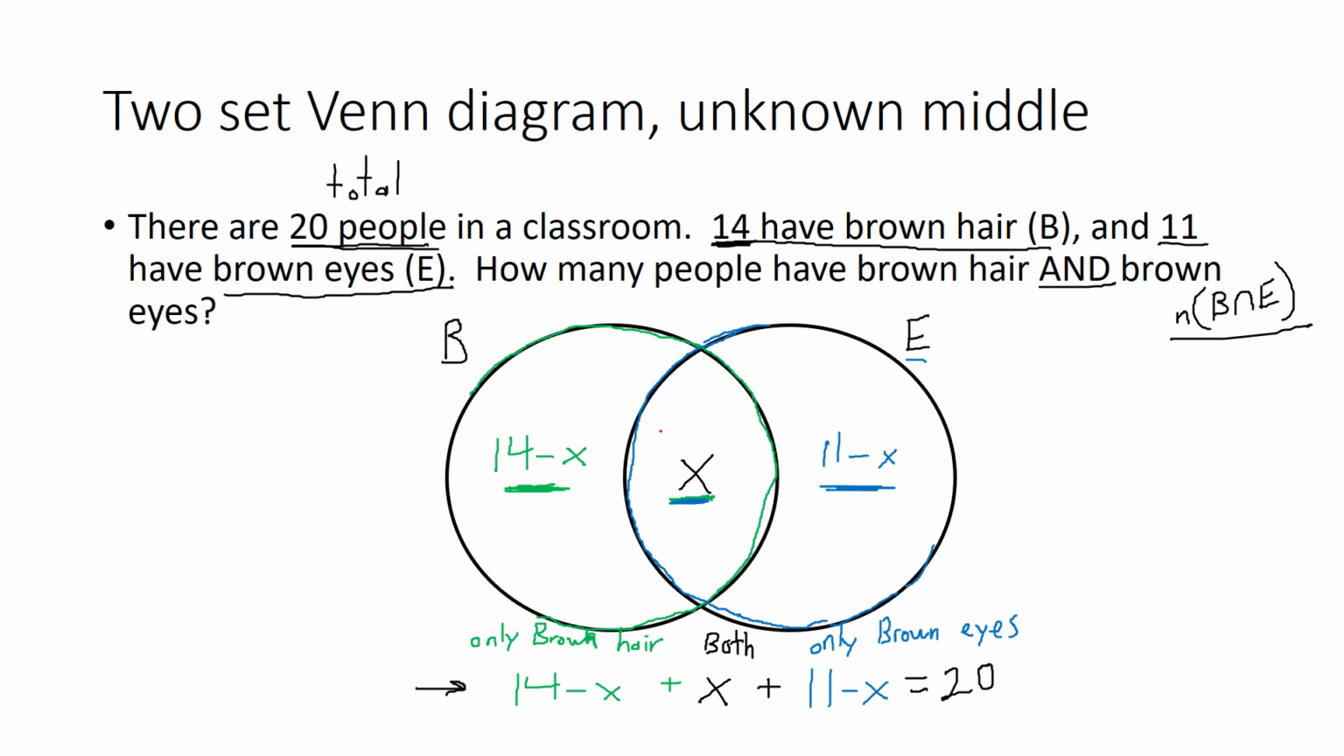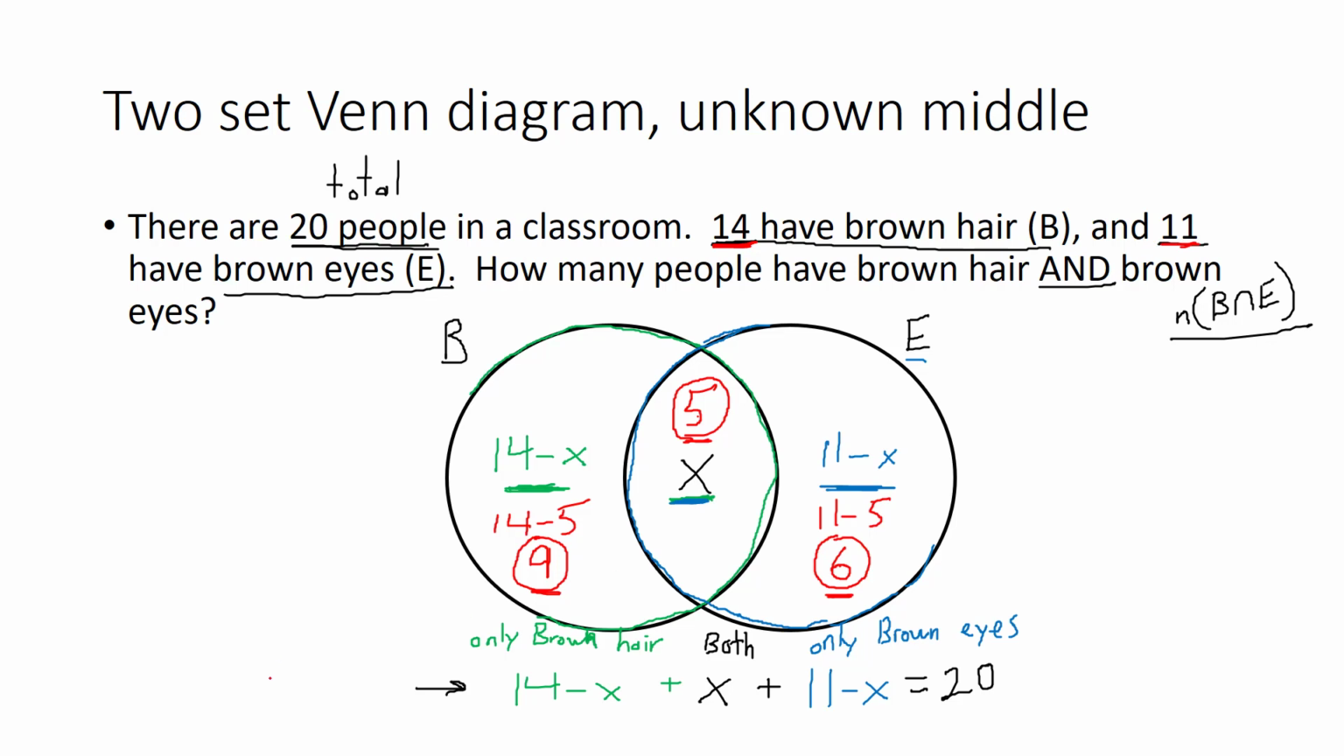Let's use red. So if x is equal to 5, then this must be 14 minus 5, which is actually 9. And this would be 11 minus 5, which is actually 6. And so now we have our actual numbers of people in all of these sectors. We take a look. 9 plus 5 gives us 14 people with brown hair. 9 people have only brown hair. 5 people have both brown hair and brown eyes. And then we have 6 people with just brown eyes. 5 plus 6 gives us our 11.